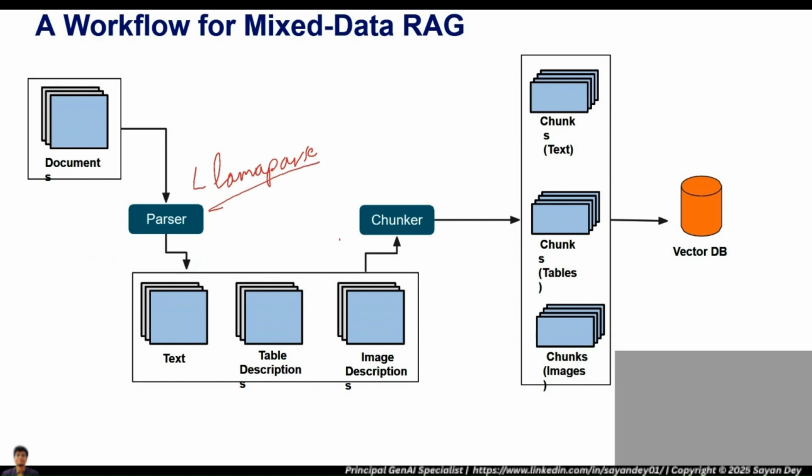kind of document, a PDF, where there are different types of data inside the PDF file. The parser can extract the text separately, the images separately, and the tables separately, and then it will chunk them separately. It will create chunks of text, chunks of images, chunks of tables, and then for each of those chunks, it will do the embeddings. And the embeddings will happen separately for the text.